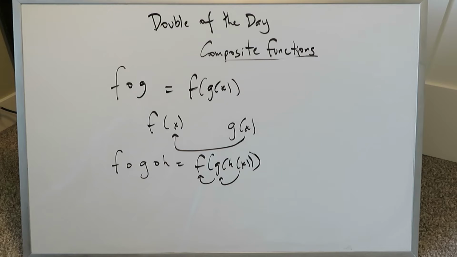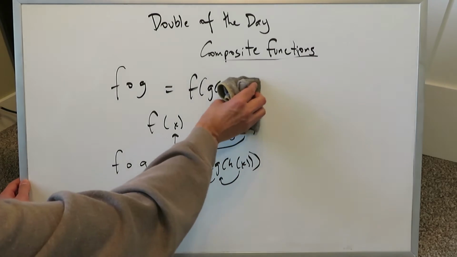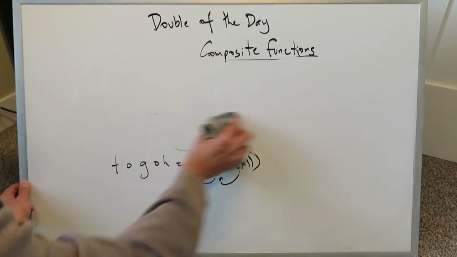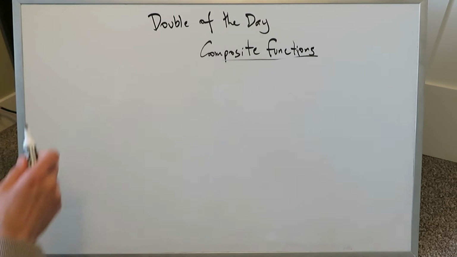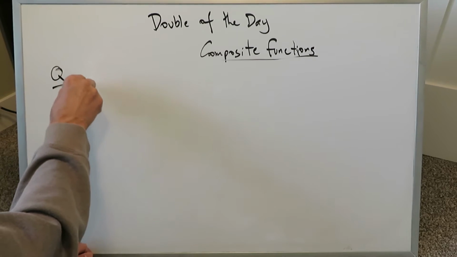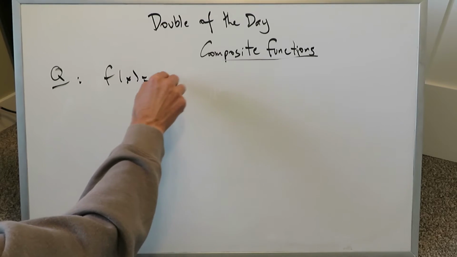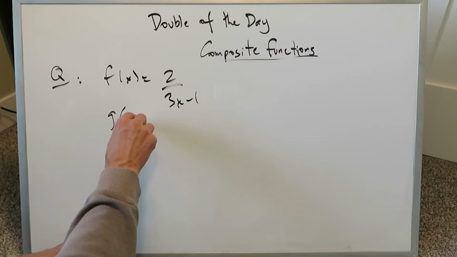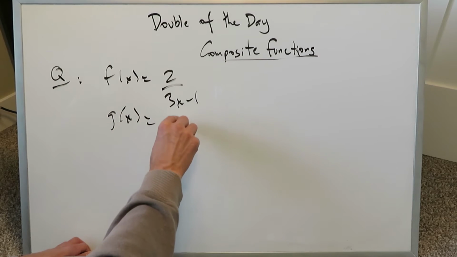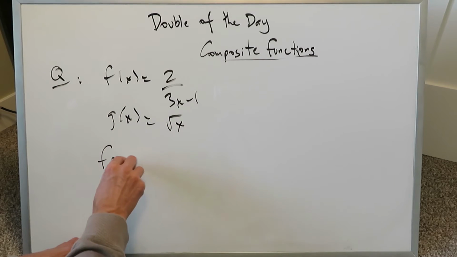We will look at two questions in this video. This topic is by no means hard. It can just be a little tricky in terms of how you do the algebra part. Let the first question be this: if f of x is equal to 2 over 3x minus 1 and g of x is equal to root x, find f of g.